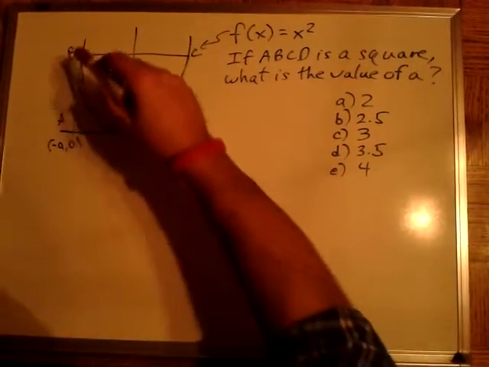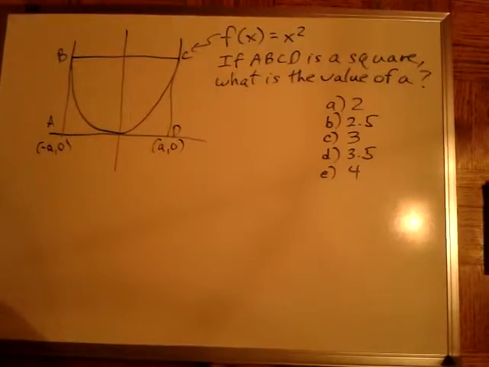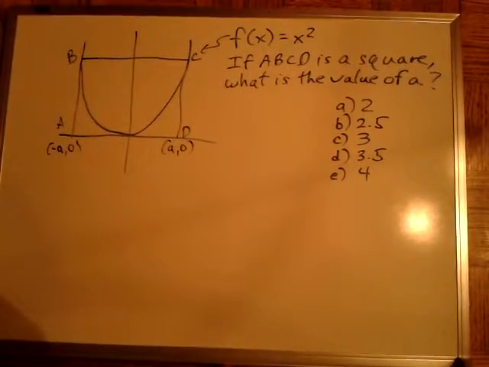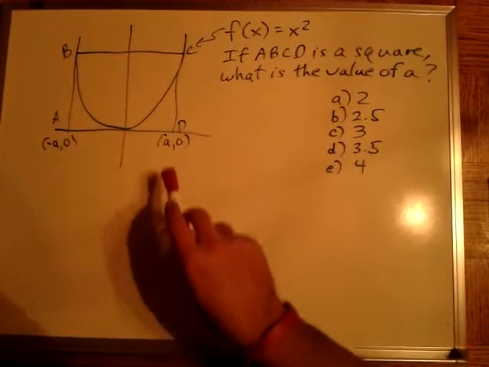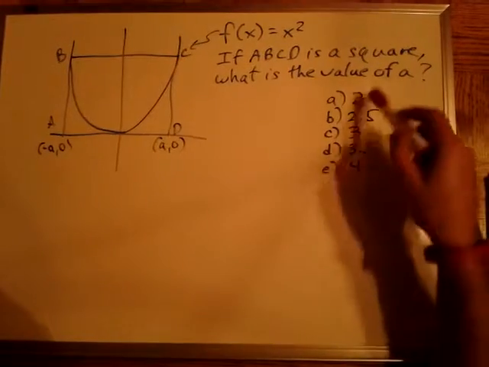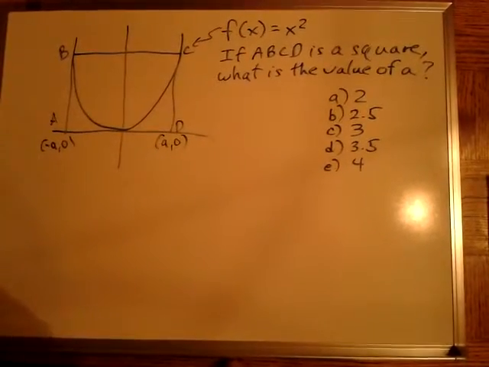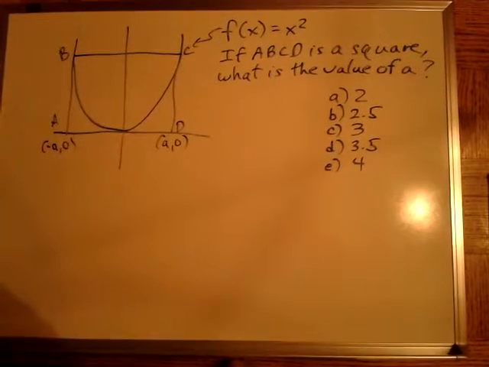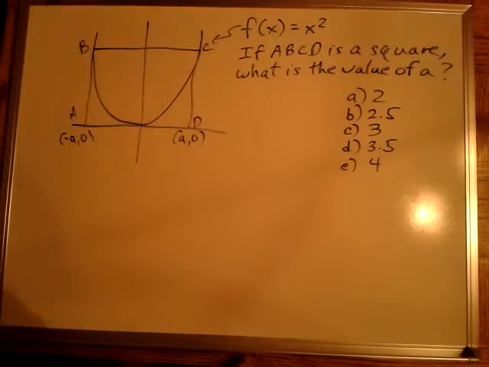They give you a parabola. Looks like they're telling you ABCD is a square. They give you a function, which is just the parabola, and they're just asking you for the value of A. There's not a number in the problem. We have A comma 0, negative A comma 0, and somehow they're expecting us to get a number. So don't panic. See what you can do with it. We'll pause the video. We'll come back and see if we can solve it together.